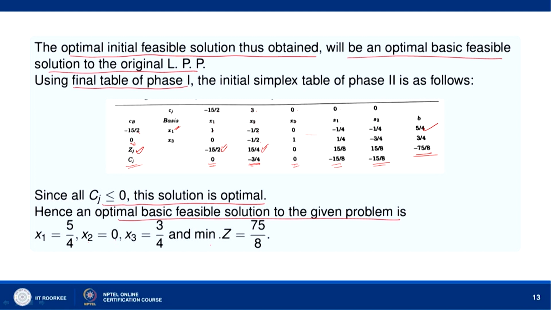So x2 is 0, and now the minimum value of z. This is minus 75 by 8. So the minimum value of z is equal to minus the maximum value of z dash, which is minus of minus 75 by 8, and we get 75 by 8. So that is the minimum value of z. So this is the solution to the linear programming problem.